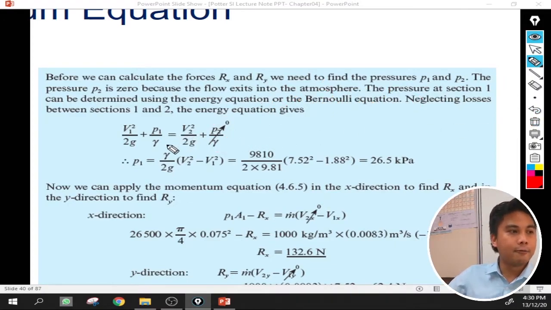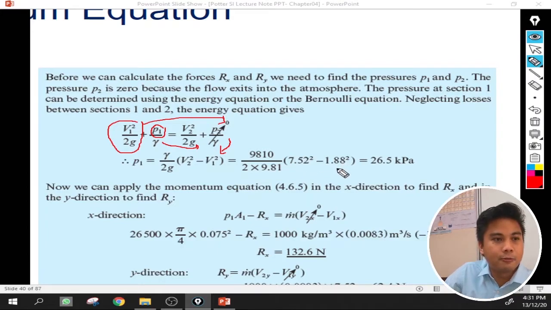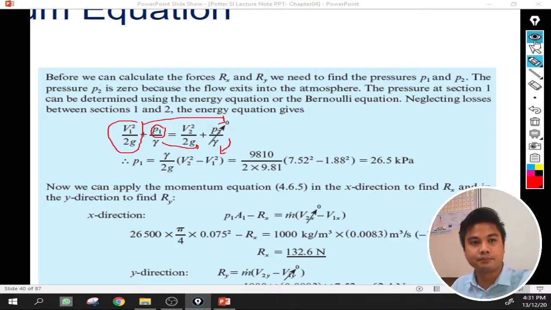After you form this equation, you need to get the value of P. Make P the subject. For P1, you rearrange the equation. You transfer all this to the other side and it becomes this equation. So you substitute the value of gamma, which is 9810, over 2g, velocity 2 minus velocity 1 squared. You have calculated before. You get the pressure at 1 is 26.5 kilopascal.